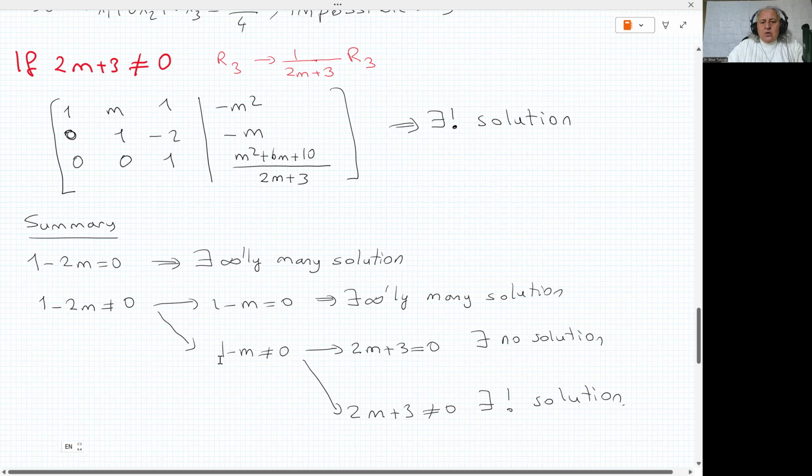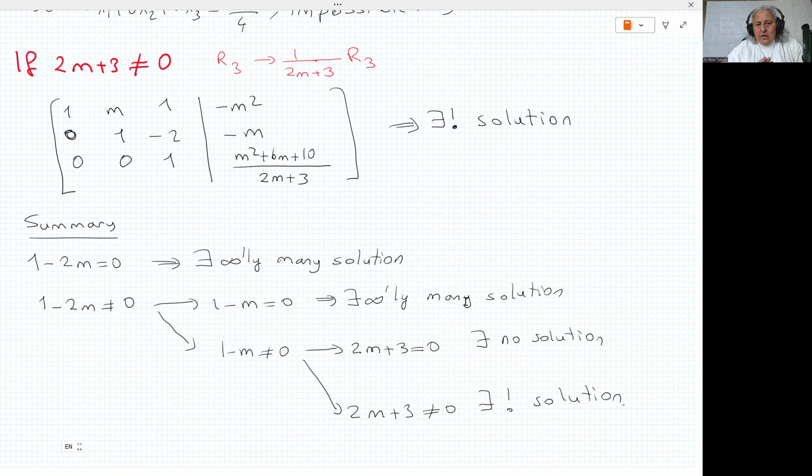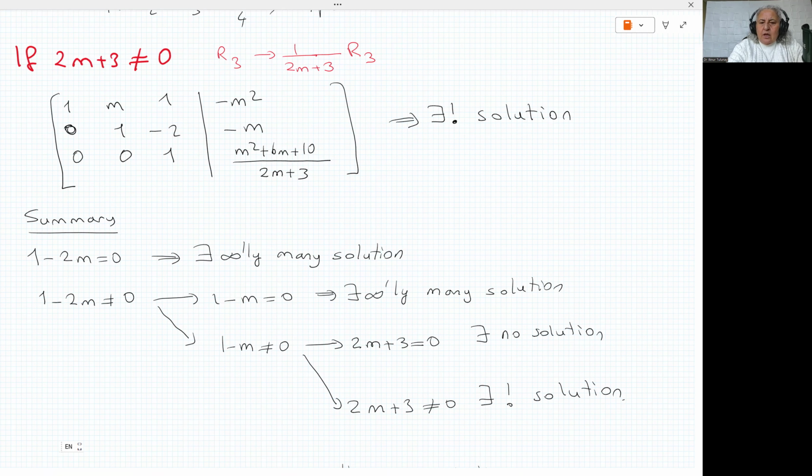If this is not equal to 0, this is not equal to 0, but this is equal to 0, no solution. If this is not equal to 0, but this is equal to 0, we have infinitely many. And if 1 minus 2m is equal to 0, we have infinitely many. So this is the summary of all the calculations that we've done for this question. And this is a really nice introduction, a really nice recall of the subject.